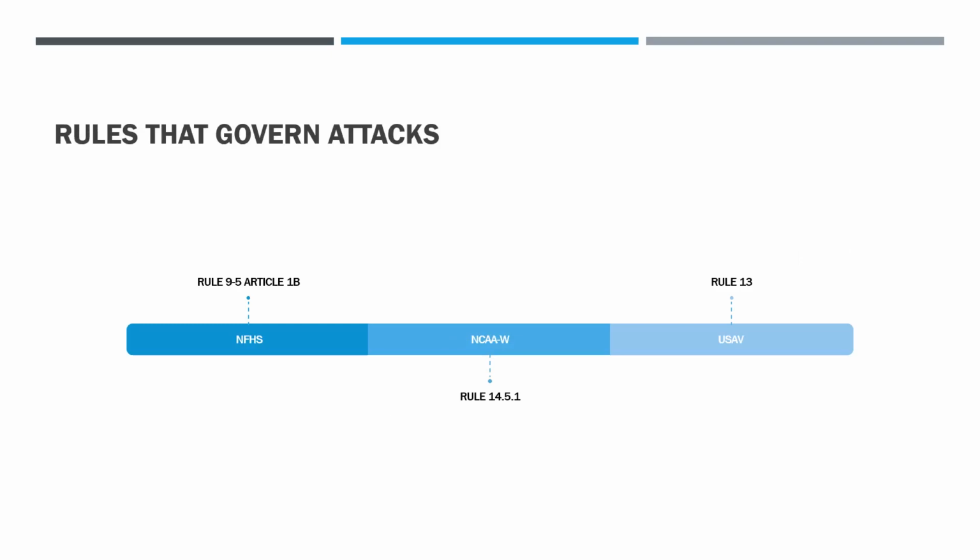Really quickly, let's look at the locations for the rules that govern attack. For National Federation High School, attacks are governed by Rule 9-5, Article 1B. For NCAA women, attacks can be found in Rule 14.5.1. And for USA Volleyball, attacks can be found under Rule 13.